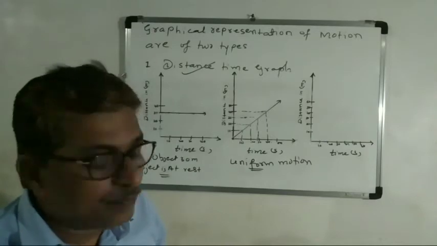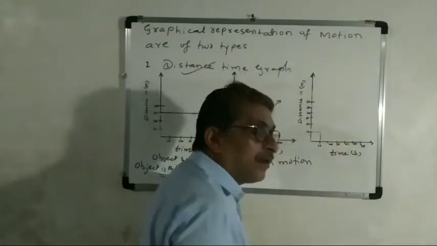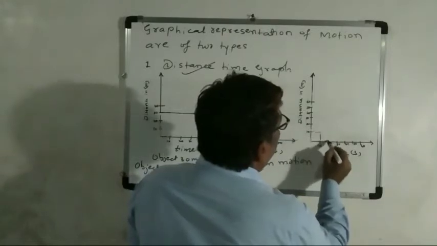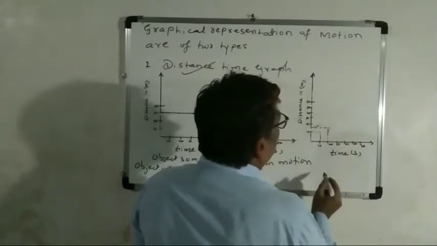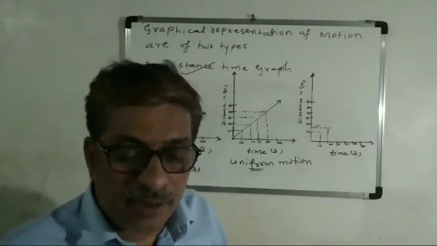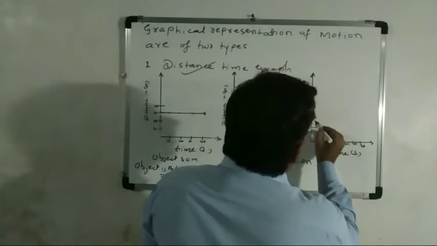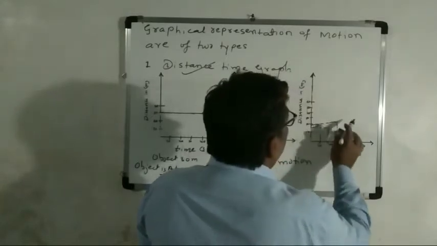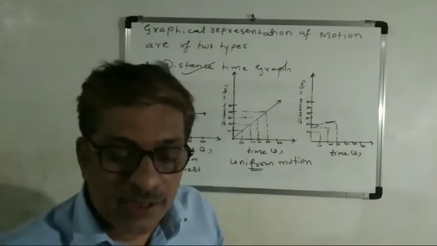Now the third graph is, first of all, in 10 seconds, 10 meter. Then in the next 10 seconds, it will be 15 meter. Now, after next 10 seconds, it will be 18 meter. Take down 18 meter here. Now again after 10 seconds, it will be 25.